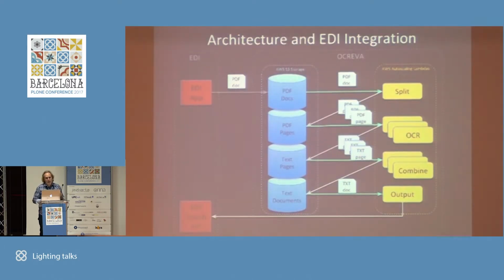So here's what we did. The EDI people inject a document into our S3 bucket in a specific directory. It causes a lambda, the first lambda, to fire. That splits the document into a bunch of pages. It stores those into another directory. That causes up to 500 lambdas to each OCR each of those pages. It puts the text back into the bucket again.